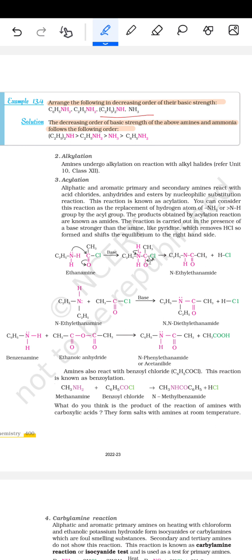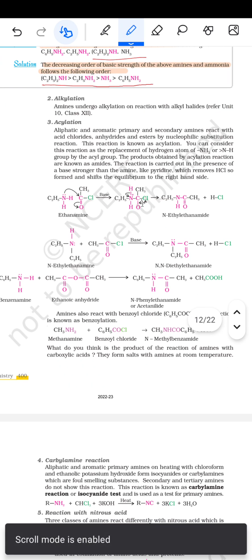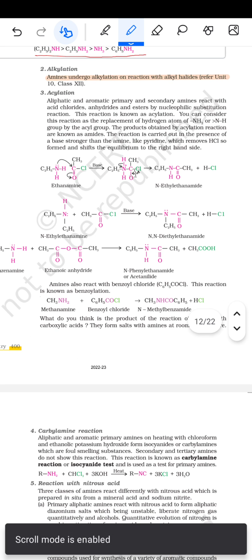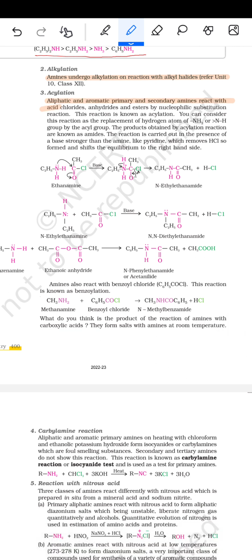पहला हो जाएगा C2H5NH2 और NH3 और C6H5NH2. इसके बाद आता है अल्काइलेशन. तो amines undergo alkylation on reaction with alkyl halides. उसके बाद एसाइलेशन है कि aliphatic and the aromatic primary and the secondary amines react with the acid chlorides, anhydrides and the esters by the nucleophilic substitution reaction. This reaction is known as the acylation.